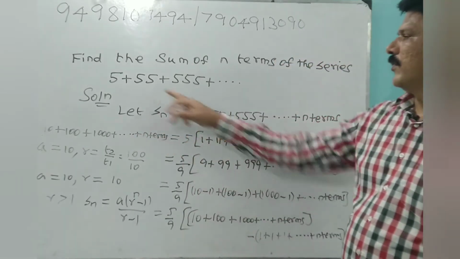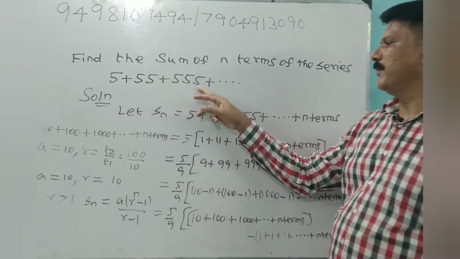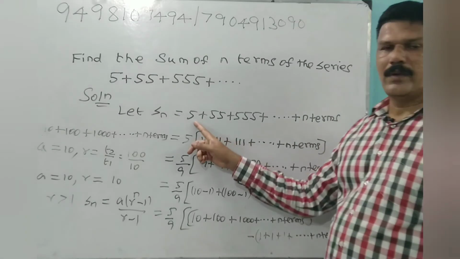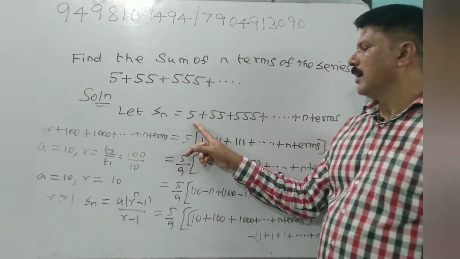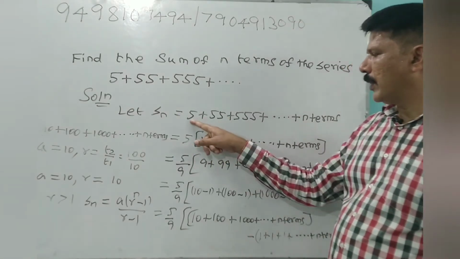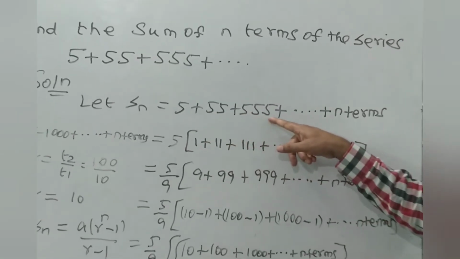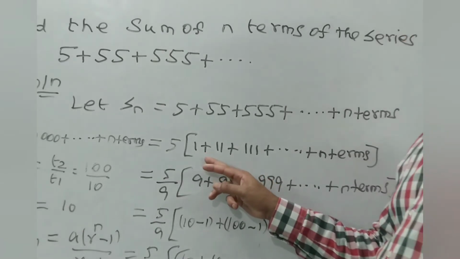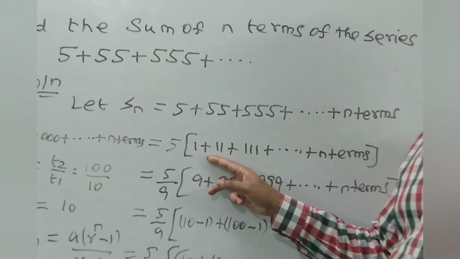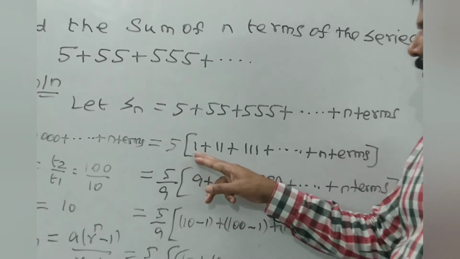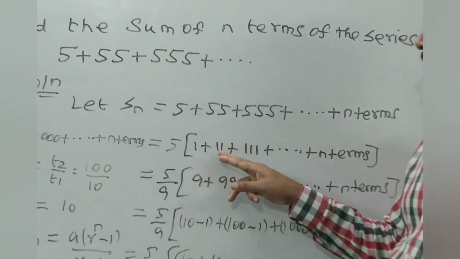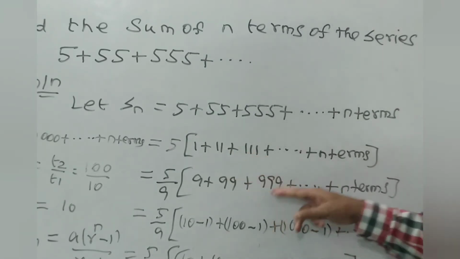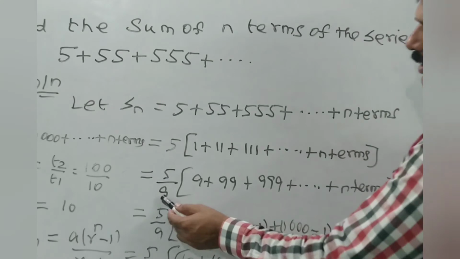Let Sn equal 5 plus 55 plus 555 plus etc., plus n terms. Next step, we take 5 as common outside: 5 into 1 plus 11 plus 111 plus etc., plus n terms. Multiply by 9 and divide by 9 the given series. So 5 into, multiply by 9: 9 ones are 9, 9 11s are 99, 9 into 111 is 999, plus etc., n terms. Also divide by 9.